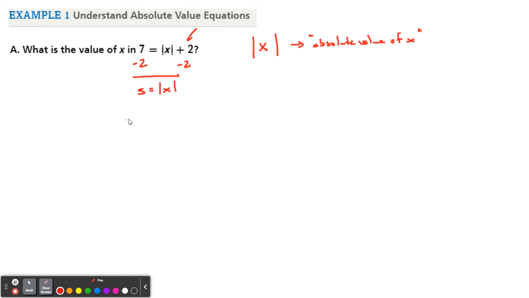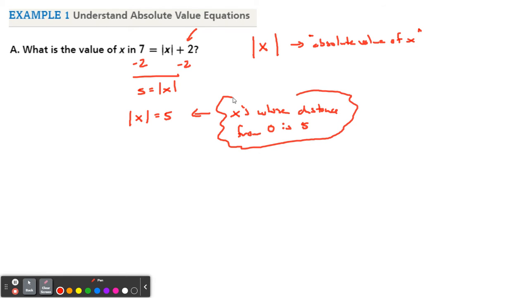So I'm going to rewrite this with the x first: the absolute value of x equals 5. And this question is asking, give me the x's whose distance from 0 is 5. What are the values of x that the distance from 0 would be 5?